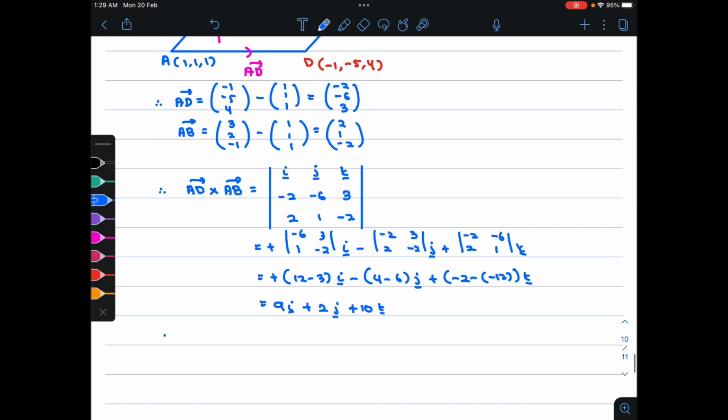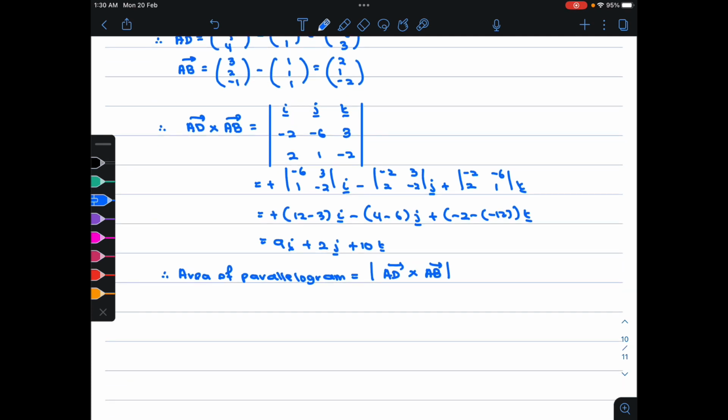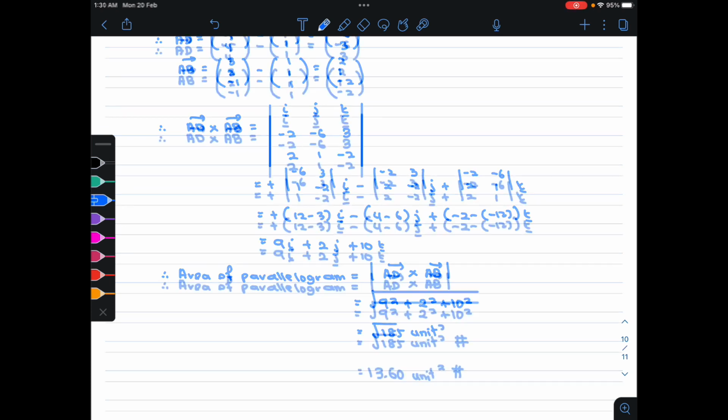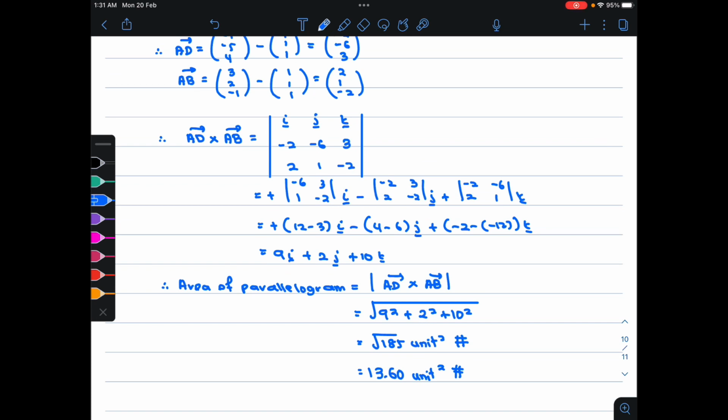And finally, we need to find the magnitude of AD cross AB in order to find the area of the parallelogram ABCD. So it will be the square root of 9 squared plus 2 squared plus 10 squared, which is the square root of 185 unit squared, or 13.60 unit squared.